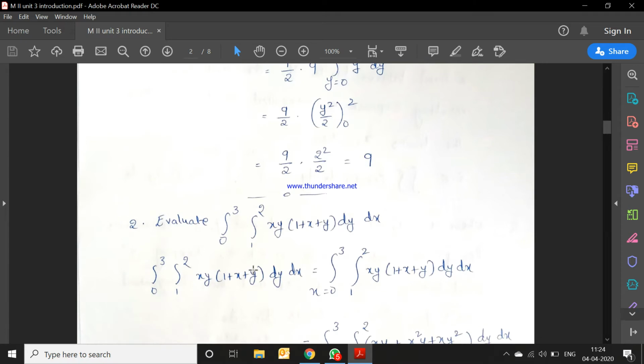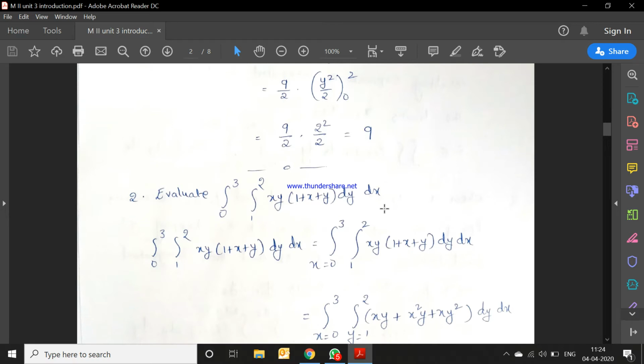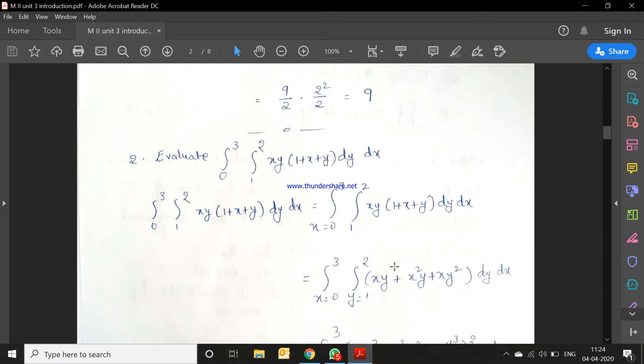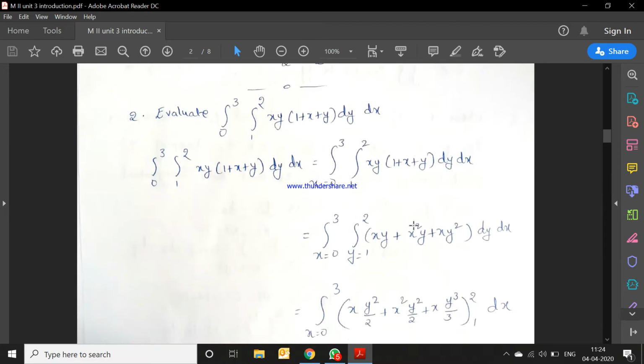Next example: evaluate integral 0 to 3, integral 1 to 2, xy into 1 plus x plus y dy dx. Now you have to integrate first with respect to y and next x, because I am choosing the order of the given integration, that is first with respect to y, next with respect to x, using dy dx. So that's why I am writing the limits x equal to 0 to 3 and y equal to 1 to 2, xy into 1 plus x plus y dy dx. Now xy multiplying with this function, we get xy plus x square y plus xy square dy dx.